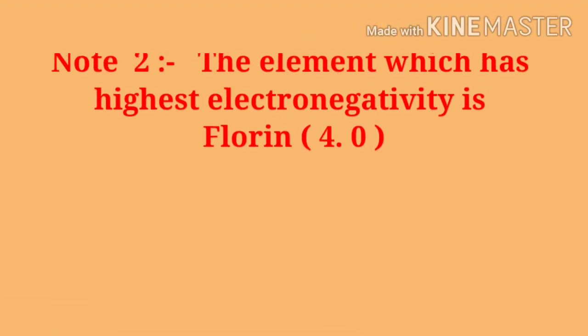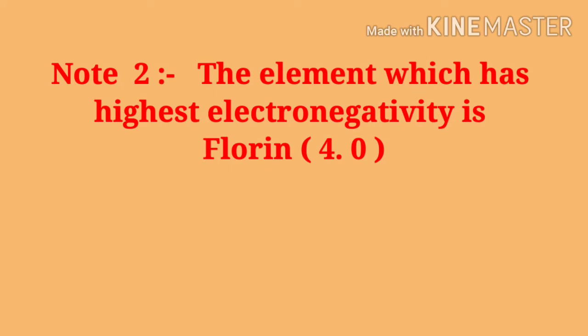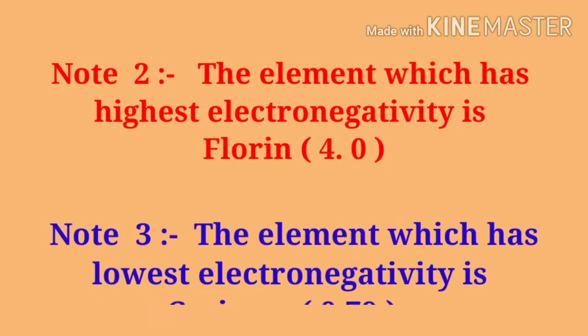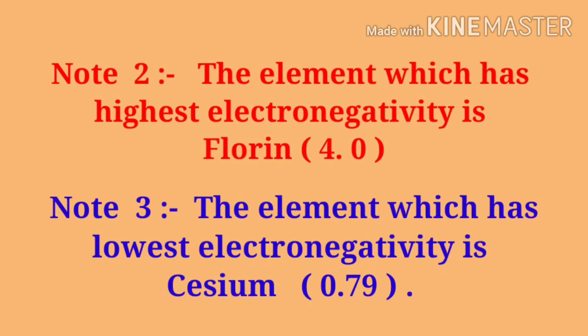Note 2. The element which has the highest electronegativity is fluorine, 4.0. Note 3. The element which has the lowest electronegativity is cesium, 0.79.